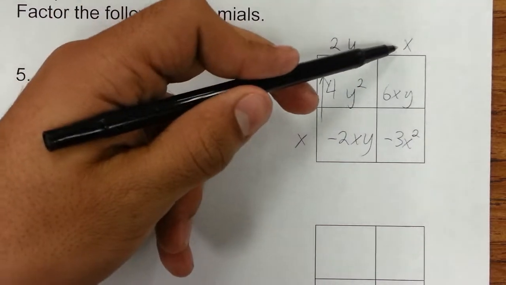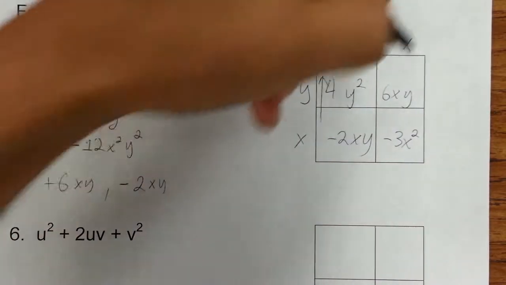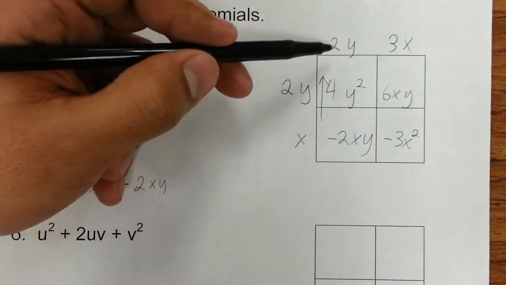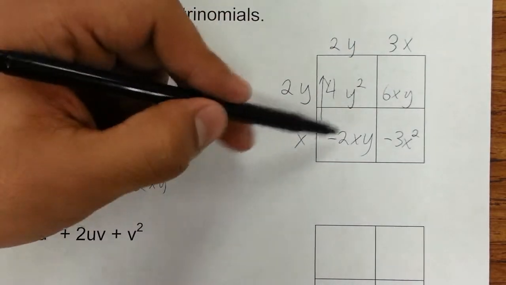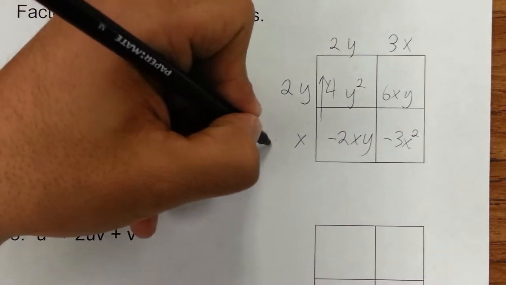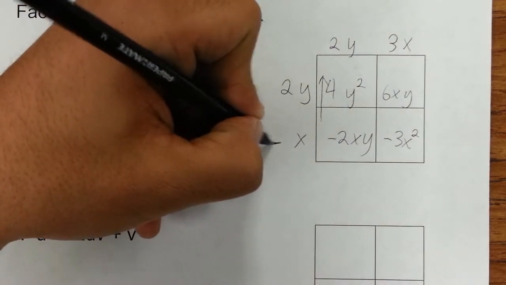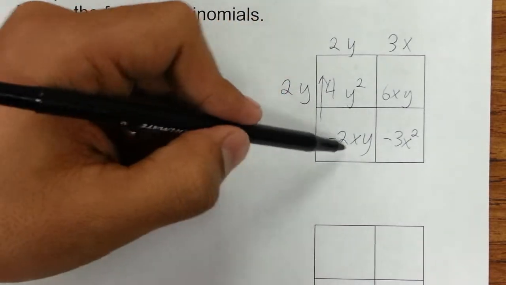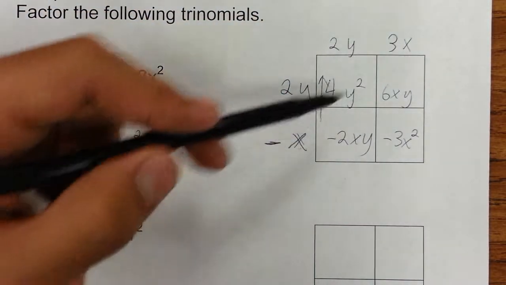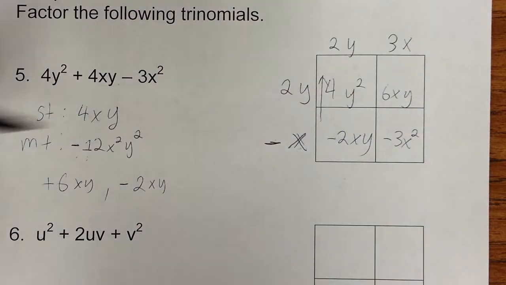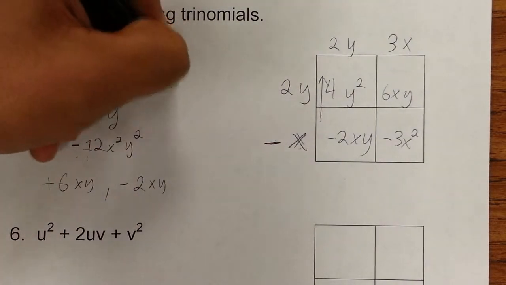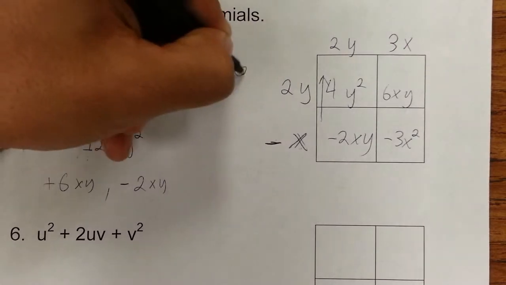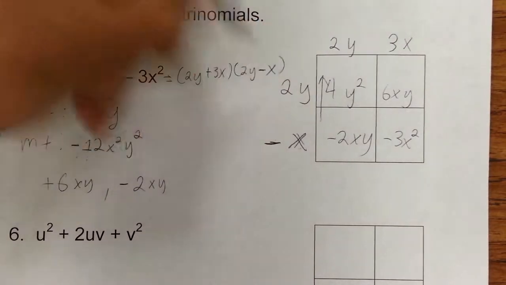2y times some coefficient of x would give us 6xy, so a 3x. 3 times 2 is 6xy. And then 2y times some coefficient on x would give us the negative 2xy. We need a negative x, since we already have our 2 here. Negative times 2, negative 2xy. We've got the negative 2xy. And then if you notice, negative x times 3x, negative 3x squared. So this could be factored as 2y plus 3x times 2y minus x.